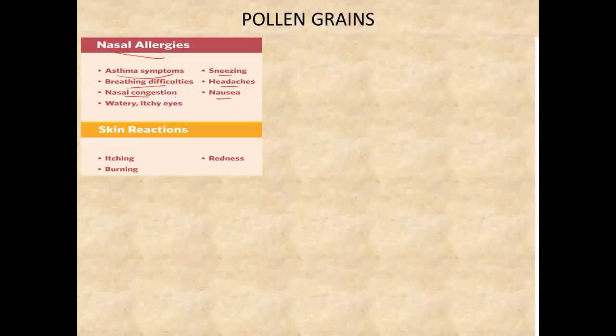Continuous sneezing leads to watery eyes, itching eyes, itching nose, and irritation. Some of the pollen grains, when they come in contact with the skin, also lead to itching. And when we scratch, it may lead to a burning sensation and development of rashes. So these are certain harmful effects of the pollen grain.